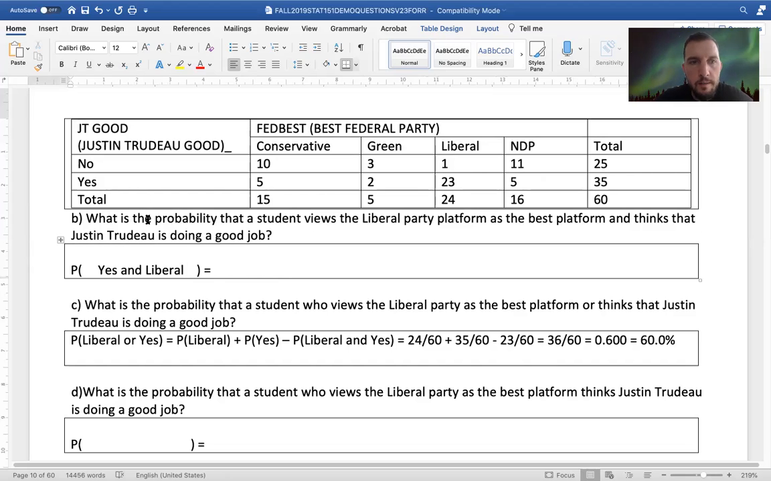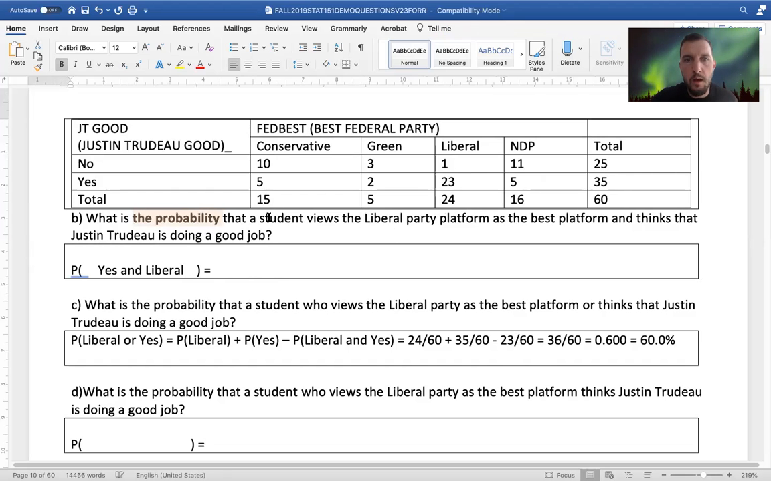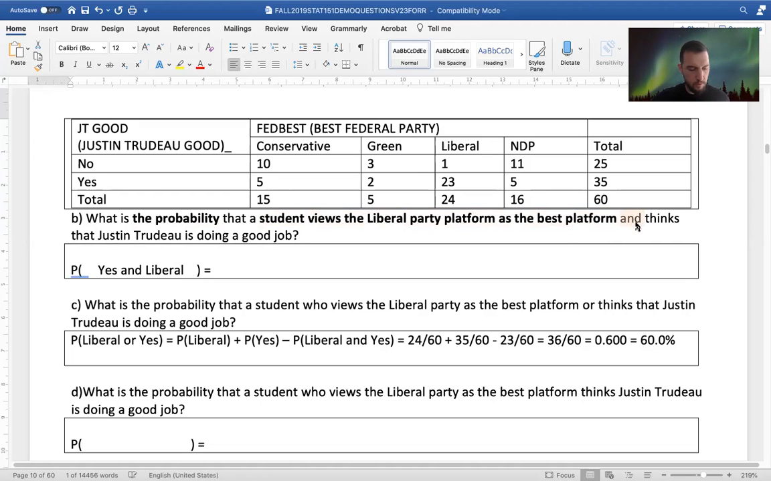Again, we have what is the probability a student views the Liberal Party as best, and this is really the key, right? And means intersection. So whenever we see and, we should be thinking intersection, and thinks Justin Trudeau is doing a good job. Okay, so this would be answering yes to JT good and picking liberal as the best platform. So we have an intersection of yes and liberal. So if we go yes, liberal, that's 23 divided by 60, which is 0.383, which is 38.3%.